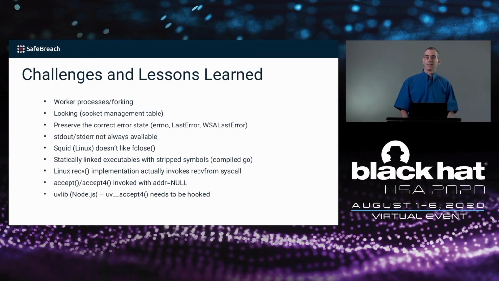While implementing the socket abstraction layer, I learned a lot about the internals of web servers and sockets. Of course, especially in Linux, worker processes and forking must be supported. This is not fully functional yet in my library. I just run a single process instance of the web server for testing. Locking of the socket management table is also desired. So far, I haven't implemented it.